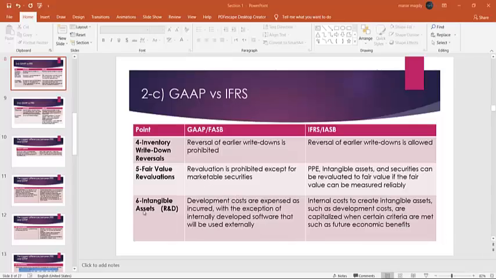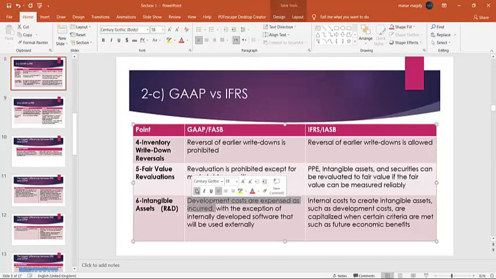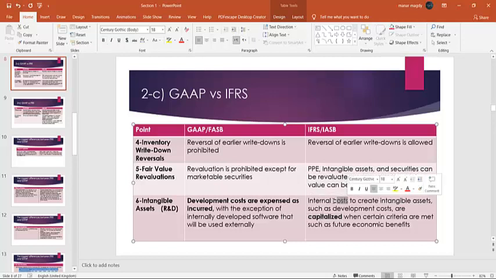So if we go back to our slides in the previous session, we can revise here the point of difference between GAAP and IFRS in terms of how they treat intangible assets such as research and development. Development costs are expensed as incurred, with the exception of internally developed software that can be used externally. This is just an exception. So development cost is expensed as incurred, while internal costs to create intangible assets are capitalized. That is what we meant. And capitalization means that it is going to be reported in the balance sheet as a part of the capital.